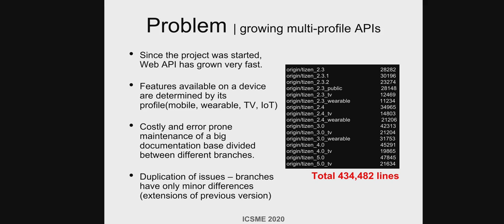So we used to maintain Tizen web API documentation on separate Git branches for different configurations. This leads to a fast-growing number of branches to maintain. As you can see on the right side, there are more than 430,000 lines of API documents to maintain in 16 Git branches for Tizen web APIs. And this number is just getting bigger and bigger as new profiles are introduced.